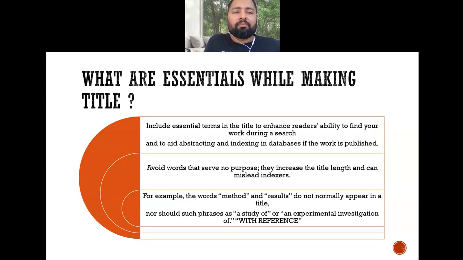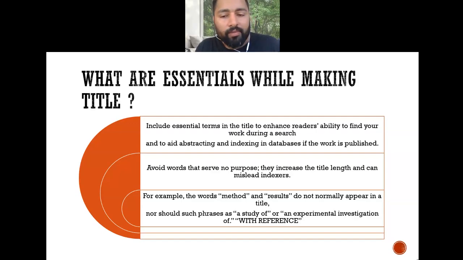So what are the essentials while making a title? Include essential items in the title to enhance readers' ability to find your work during a search and to aid abstracting and indexing in databases if the work is published. Avoid words that serve no purpose. Unnecessary words should be avoided in the title. They increase the title length and can mislead indexers.